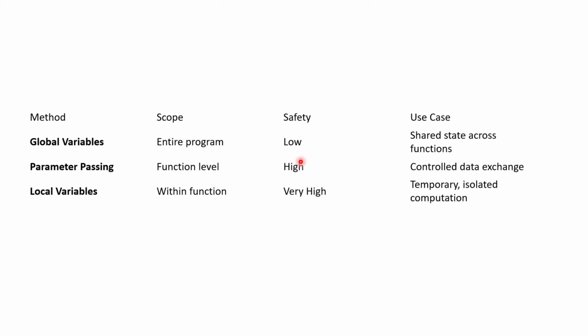Other functions cannot use this, because the function uses that parameter, that variable, directly, so others cannot access it. So there is high safety and controlled data exchange. Local variables are also used within a function, but not in this way. Safety is also very high. Local variables are temporarily isolated and used for computation.